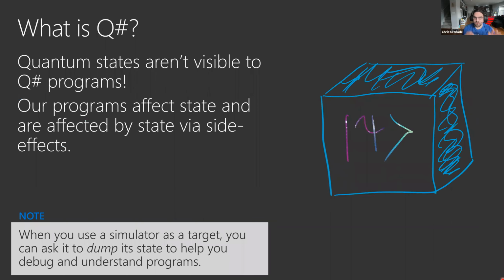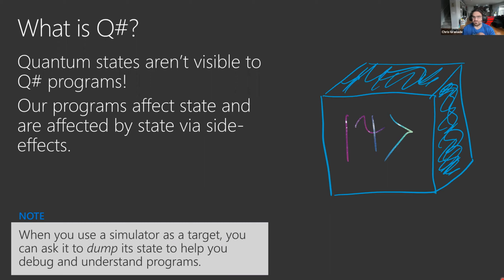So I just want to underscore this, because this is where I think a lot of the power comes from. Quantum states aren't concepts in Q#. Instead, quantum programs written in Q# are classical programs that work by side effect. So this side effect is I send instructions like H or measure that affect the state through those side effects.